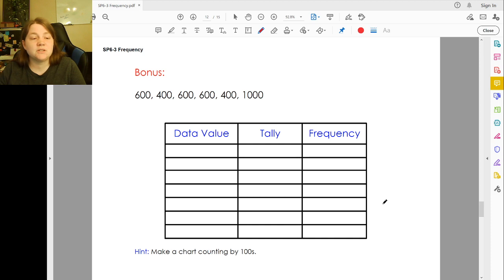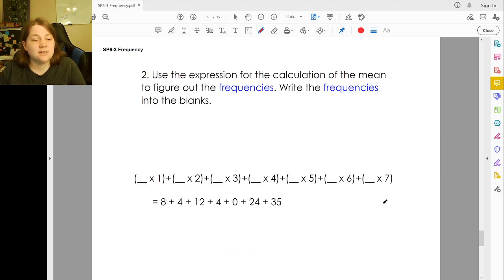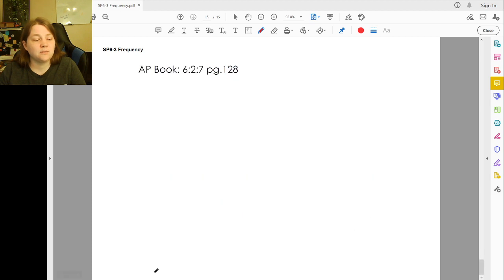You could do the bonus if you wanted. You can also look at these, but it's not required.